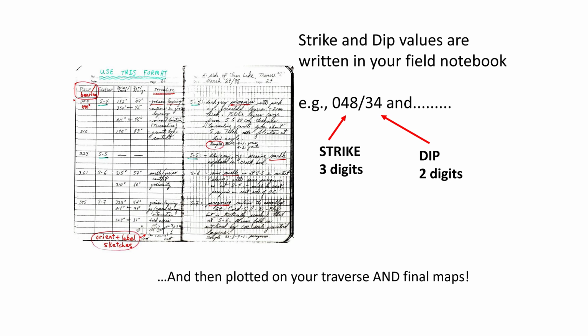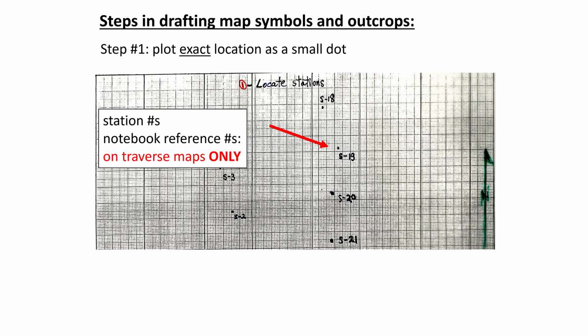Once you've written down the numbers in your field notebook, you then plot them on your traverse map right away, and you would plot it on your field map when you get back to the office later. Here are the steps in drafting map symbols and outcrops on your map.